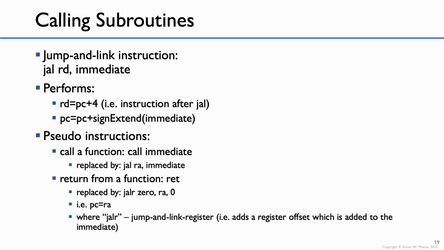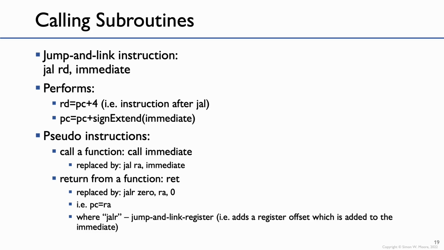And then there are pseudo instructions in assembler, which are just conveniences. For instance, there is a call instruction, and this is a pseudo instruction. It doesn't really exist in the machine code. The assembler actually replaces it by JAL RA, immediate. So call immediate turns into a JAL RA, immediate, where RA, as we'll see on the next slide, is the return address as defined in the calling convention ABI, and actually ends up being register X1.